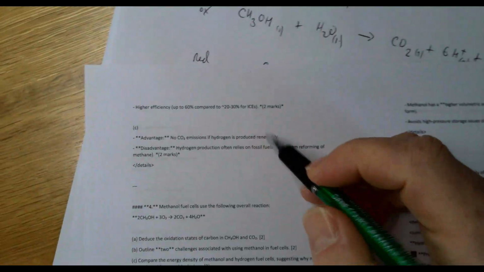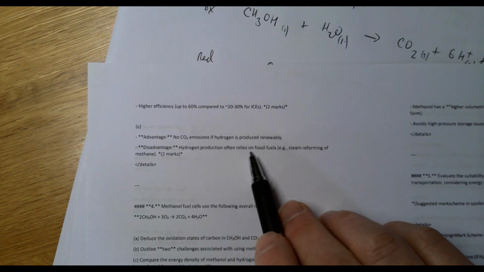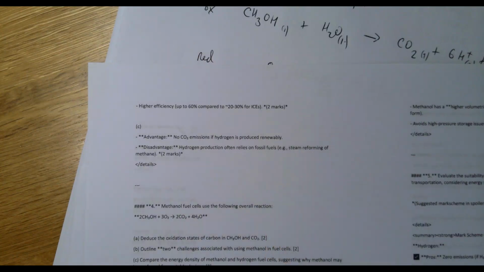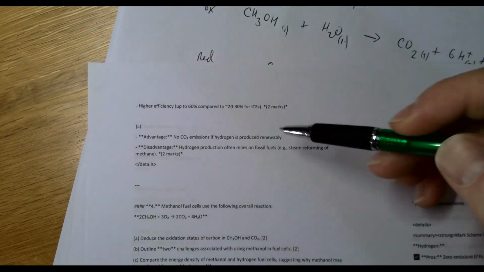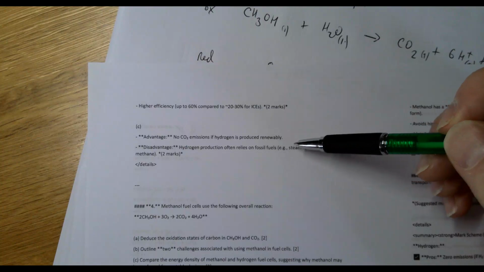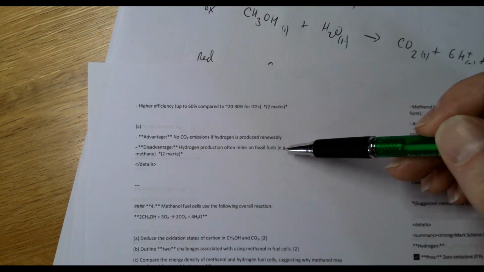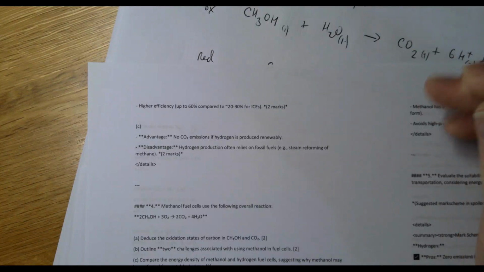And then an advantage, no CO2 emissions locally, as long as the hydrogen is produced renewably, say by electrolysis from green electricity, wind power for example. But typically, in reality, hydrogen is produced from fossil fuel, steam reforming for example, and much of the rest of the questions are basically the same one here, but I'll just put them up so you can look at them.